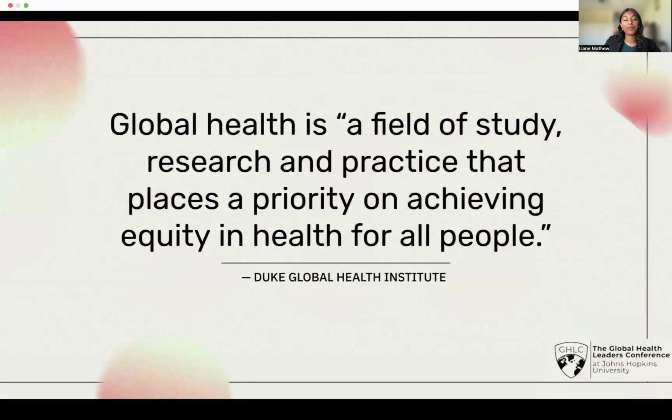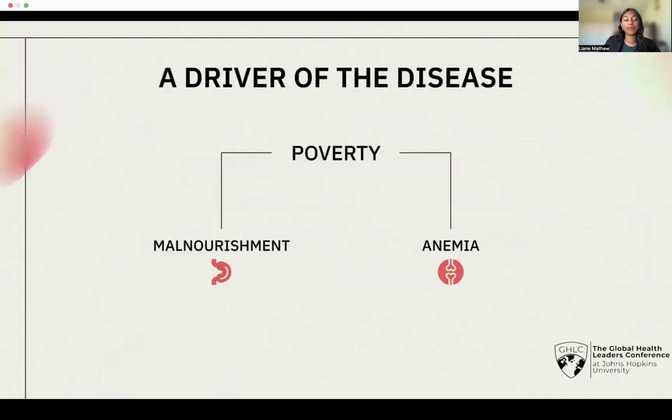This brings us to the broader perspective: how these individuals' health issues fit into the larger framework of global health. Global health is defined as a field of study, research, and practice that places a priority on achieving equity in health for all people. It focuses on addressing health disparities and ensuring that everyone, regardless of where they live or their economic status, has access to the care that they need. Refractive errors are a prime example of a health issue that requires global health solutions, as disparities in access to eye care services can lead to significant inequalities in health outcomes.